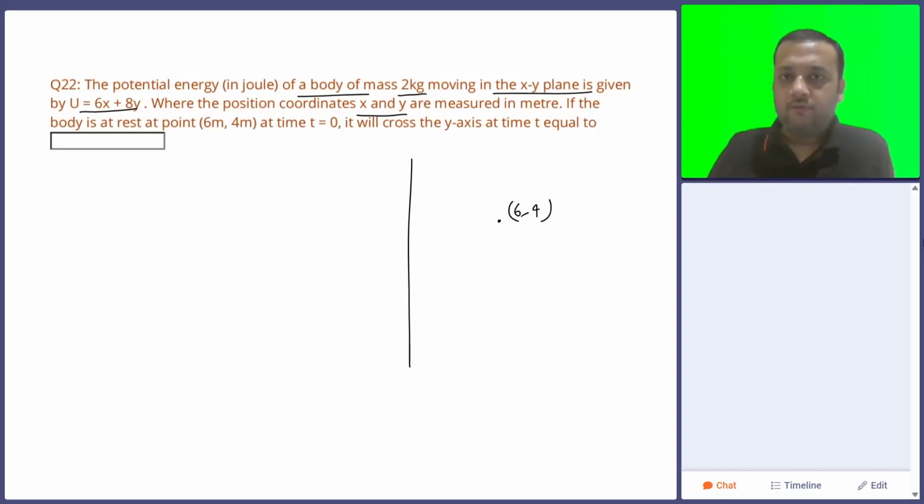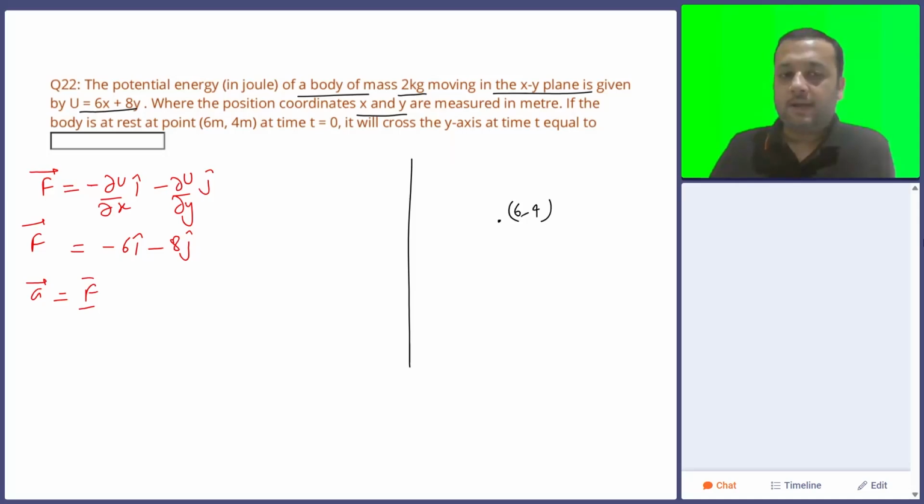Now, what is the force acting on the object? You can get the force by differentiating the potential energy. That is minus del u by del x i cap and minus del u by del y j cap. If you differentiate this function, you will get minus 6 i cap minus 8 j cap. This is the force. Now what is the acceleration? Force upon mass. Mass is 2 kg, so minus 3 i cap minus 4 j cap is the acceleration.